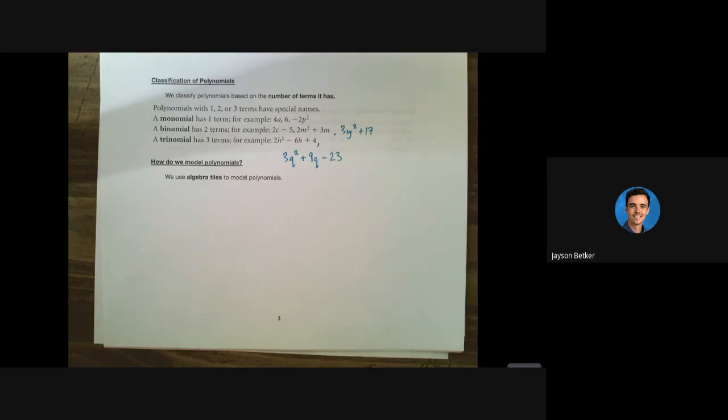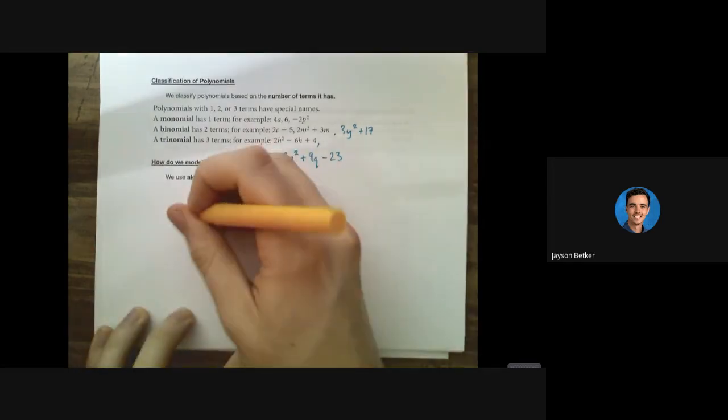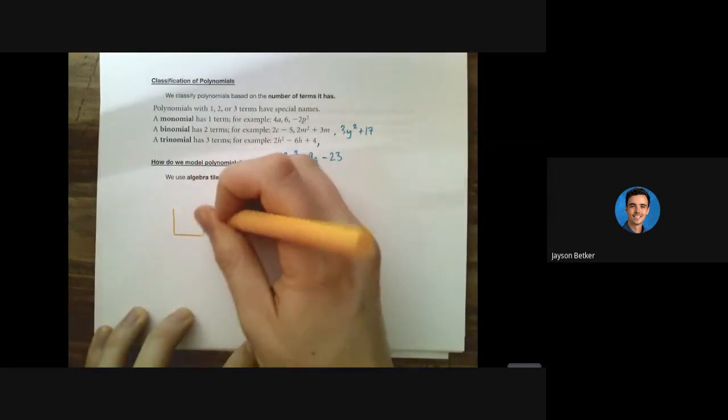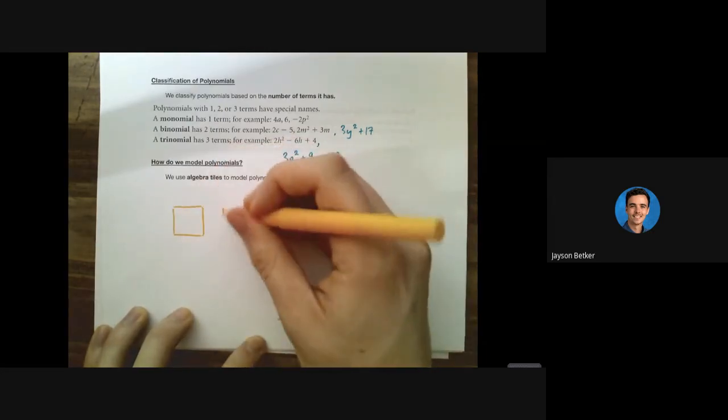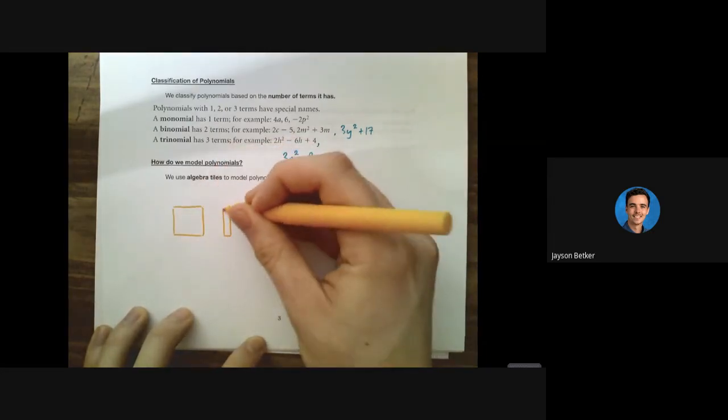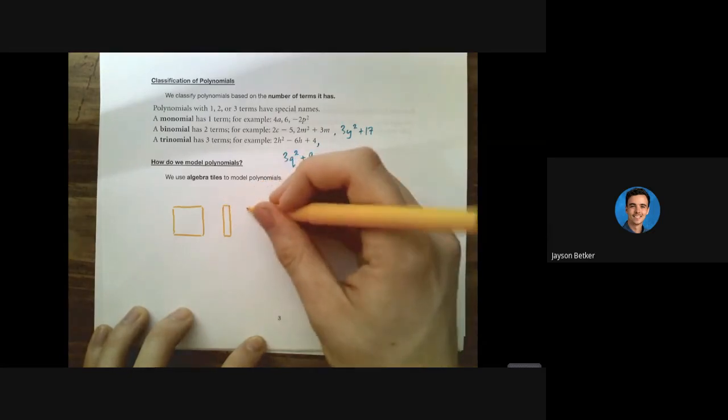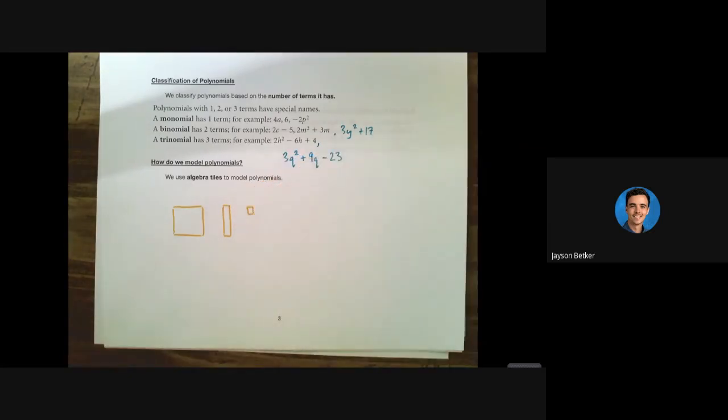In arithmetic back in the day, you would have used base 10 blocks to model whole numbers. You've got something that looks like this, and then you've got the ones that look like this, and then you've got just the individual little ones. Okay, and in base 10 blocks, this represents 100, this represents 10, and this represents 1. Now, in algebra, these are called algebra tiles, and we use them to model the integers and the variables.